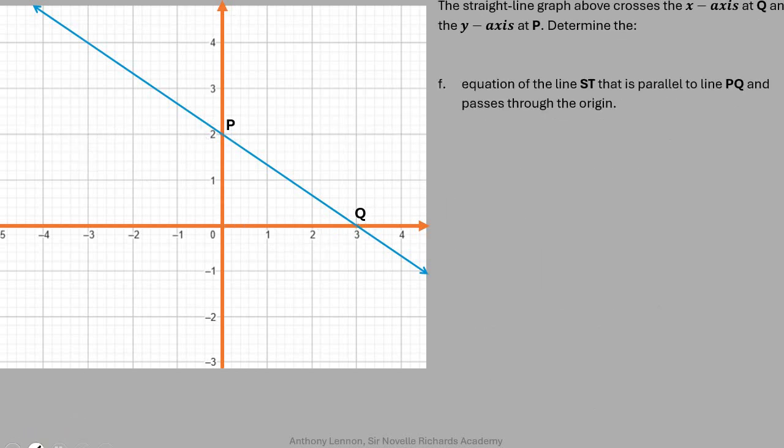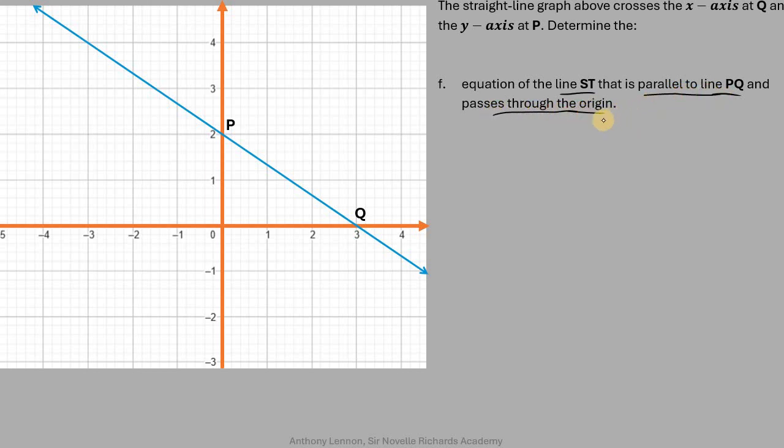All right, next, let's look at the equation of the line ST that is parallel to PQ. So we have another line now, ST, that's going to be parallel to the line PQ. We're told that this line ST passes through the origin. So we know that's not PQ, because PQ doesn't pass through the origin. But look at the subject, the equation of the line ST. It is parallel to PQ, and it passes through the origin.